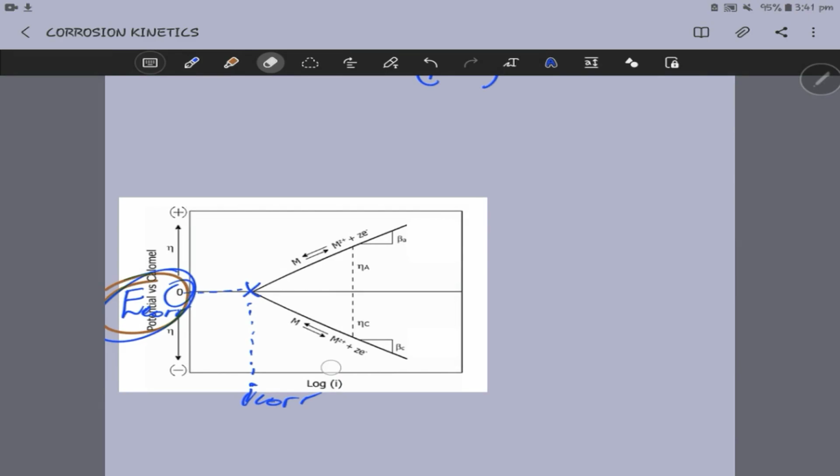What this tells us is that when we are able to do this graph, at this I corr we get to know that the current density for the anodic half is the same as the current density in the cathodic half. And it's at this point that we have this corrosion potential. All right, so that's it.